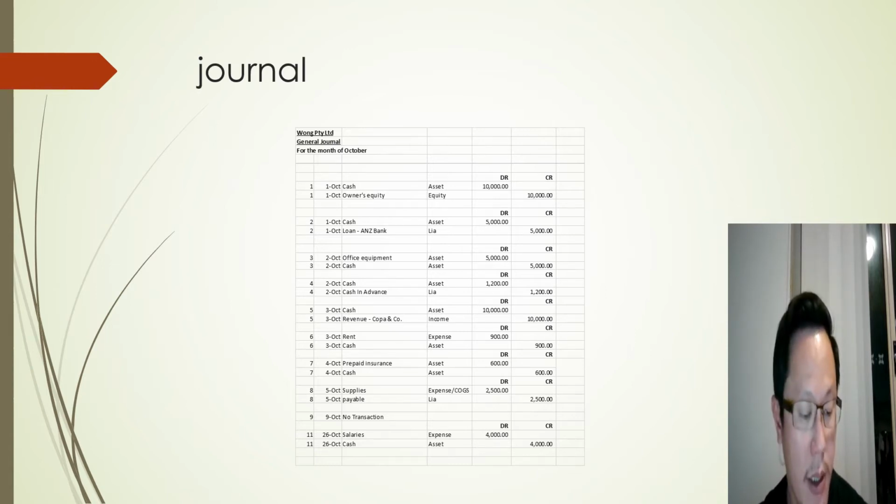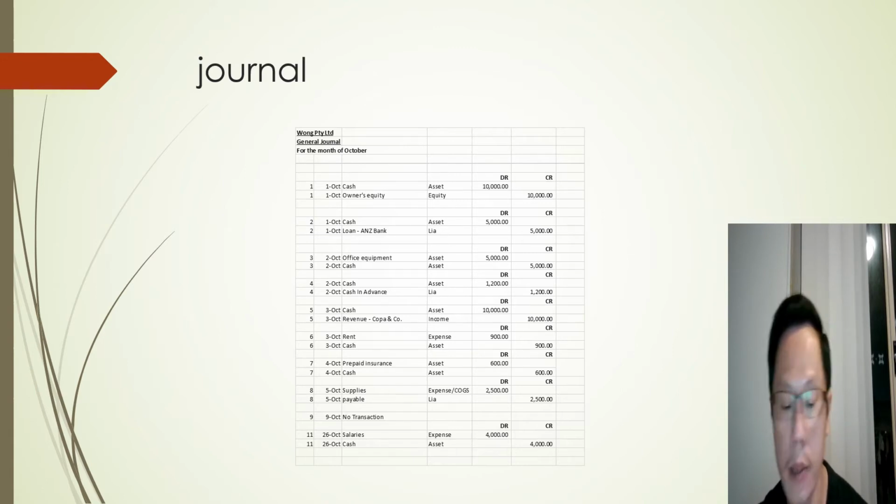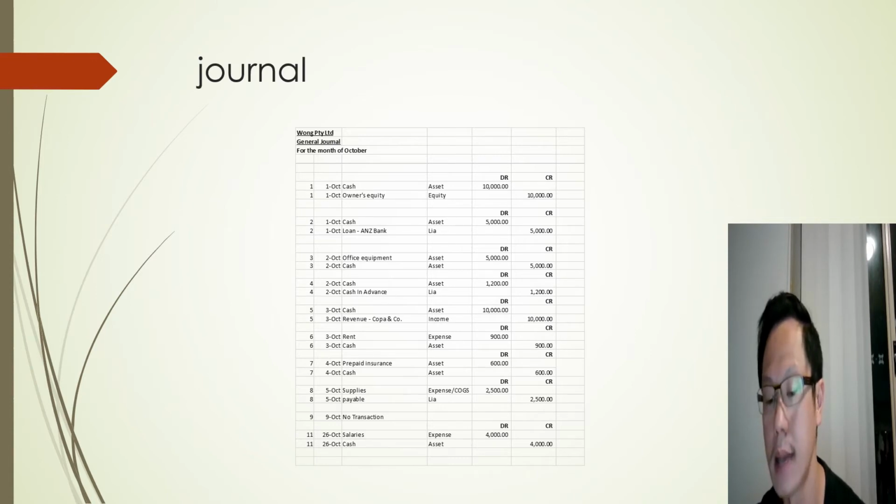Transaction number 3, purchase of office equipment for cash. On 2nd of October, Wong Pty Limited acquires office equipment by paying 5,000 cash to Superior Equipment Sales Limited. The equipment as an asset is going up by 5,000 and the cash as an asset is minus 5,000.